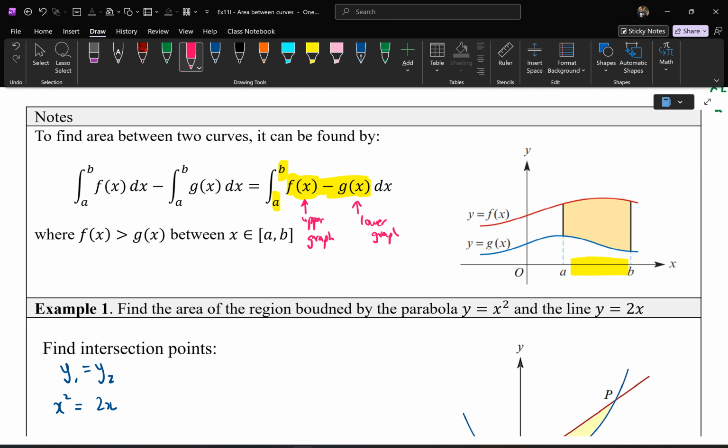The logic to it makes sense, because if I just asked you to do the antiderivative from a to b of f of x dx, you would have got this area, right? And then if I asked you to do the antiderivative in blue from a to b as well, but of g of x this time, you would have got this blue region. So if I asked you to take the red region minus the blue region, of course you're going to get the leftover. That makes sense why that rule works, but it means the order matters. Which one is your upper graph and which one's your lower graph is the only thing you have to determine.